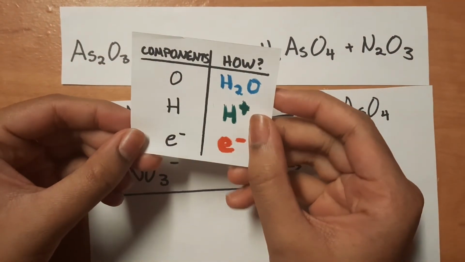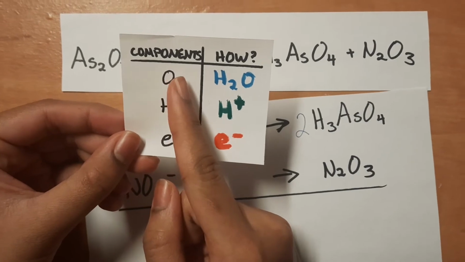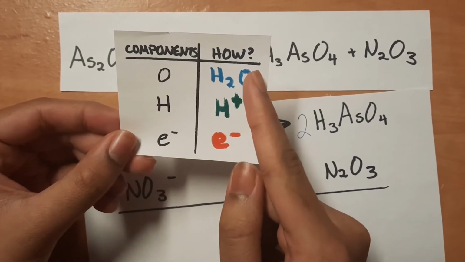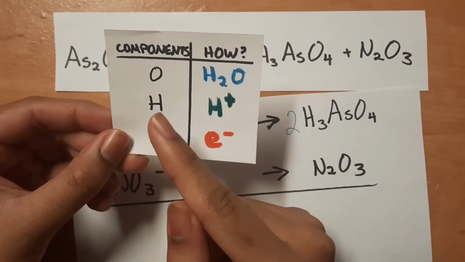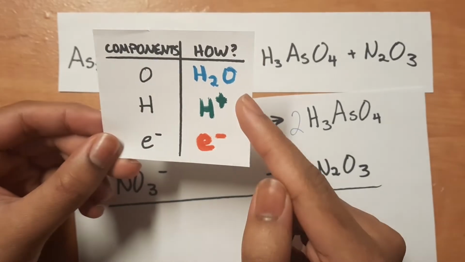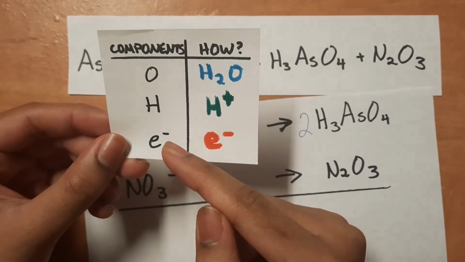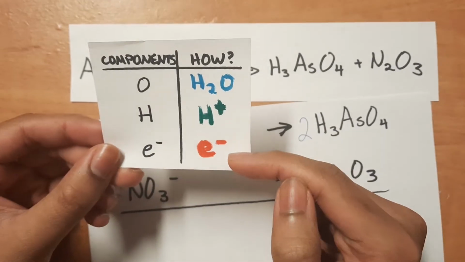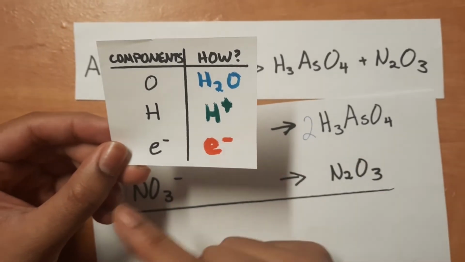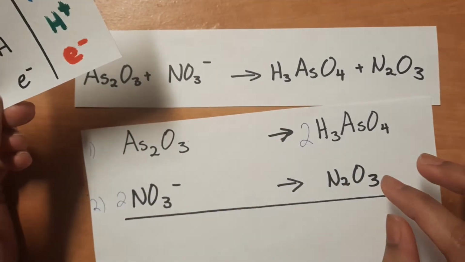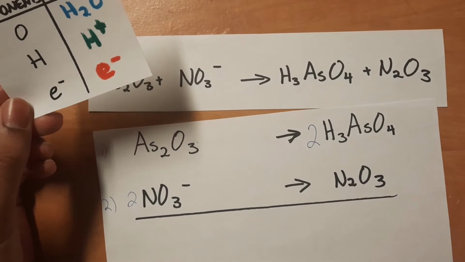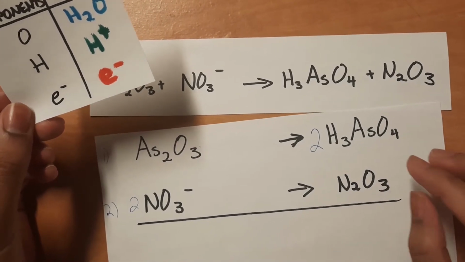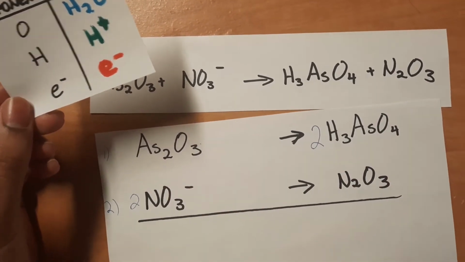So we look at this and we see that for every oxygen that we need, we will add 1 H2O molecule. That's on the side that's deficient of the oxygen. For every hydrogen that we need, we'll add in a hydrogen ion, and for every electron that we need, we'll add an electron to the more positive side. That's how we balance out the charges. If one side is more positive and one side's more negative, we can't add protons. We'll add electrons to the more positive side, making it equally negative.